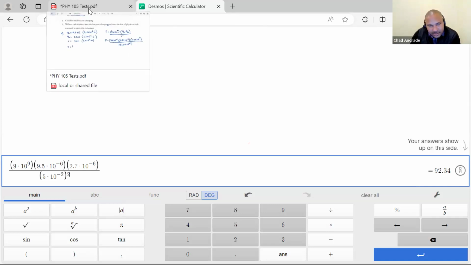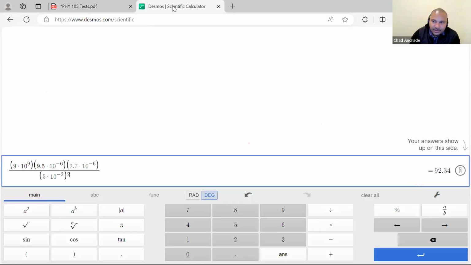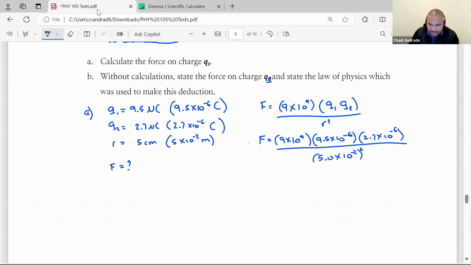It would be nice if all calculators would be like this, so you could just put it. By the way, the iPad has this nice thing where you could probably write this out, just like how it looks right here, and it tells you the answer, which I find pretty cool. I wish all calculators were like that. But the final answer here for the force is 92.34 newtons.